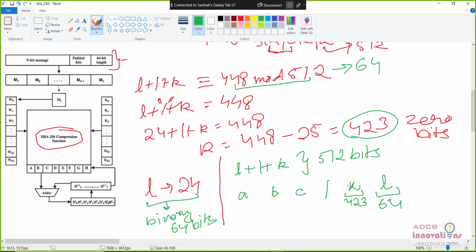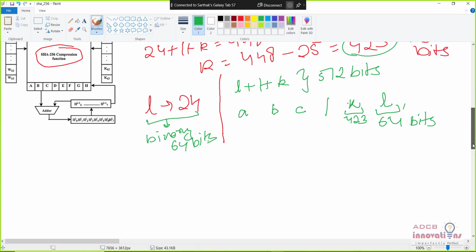All right, okay, yeah, there is some lag. Yeah, so you see, it is 64 bits.